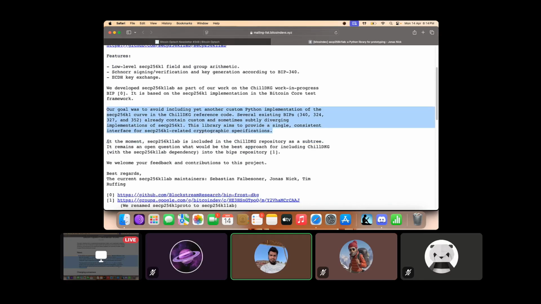At the moment, SecP256K1 Lab is included in the ChillDKG repository as a subtree. It remains an open question what would be the best approach for including ChillDKG with the SecP256K1 Lab dependency into the BIPs repository. We welcome your feedback and contributions to this project.